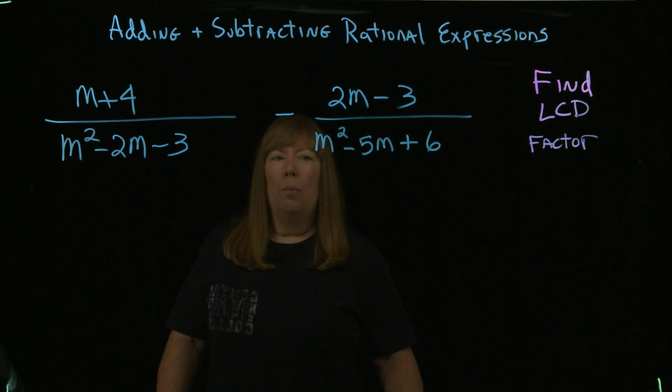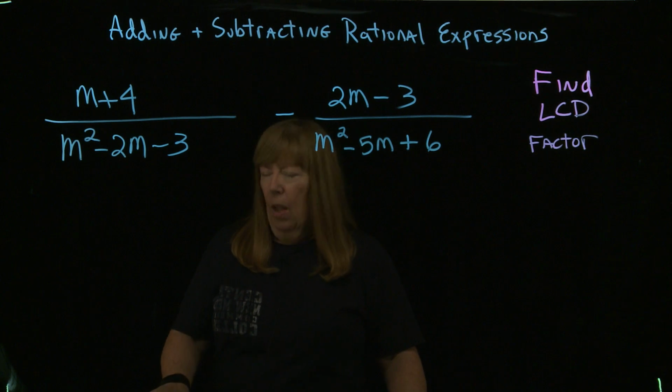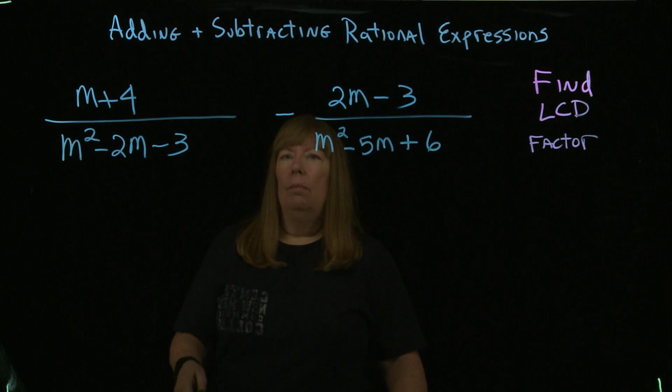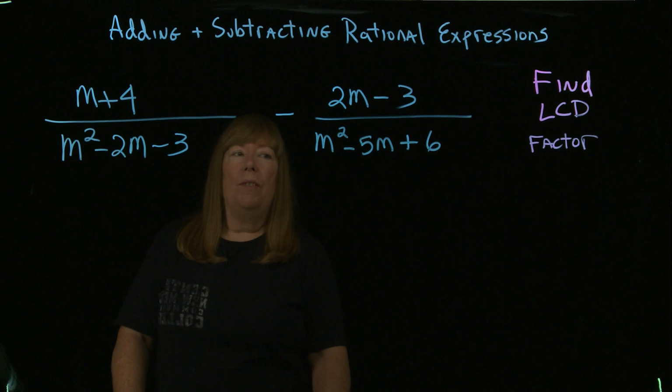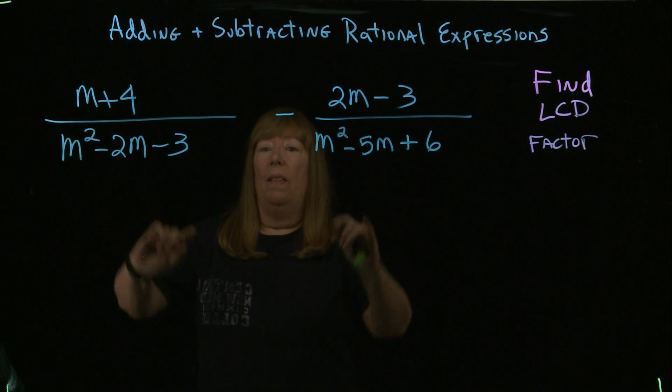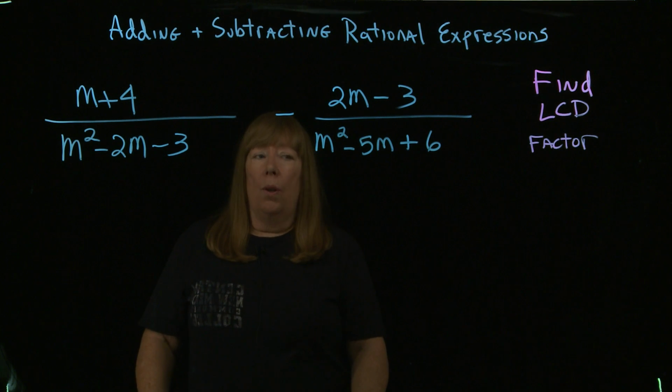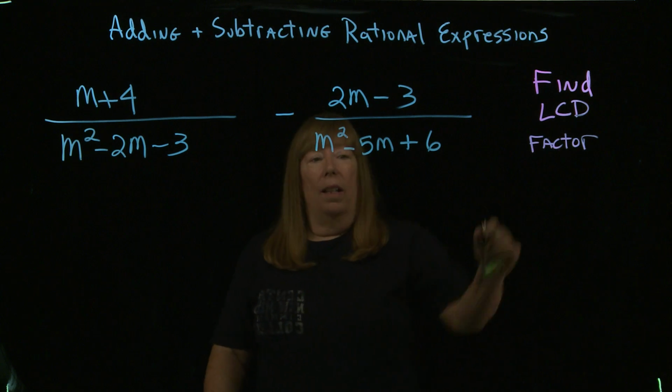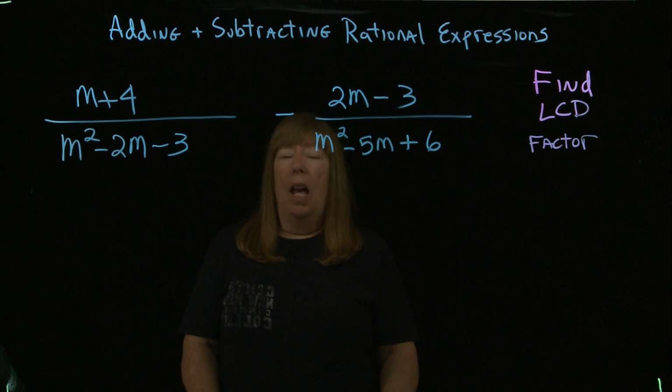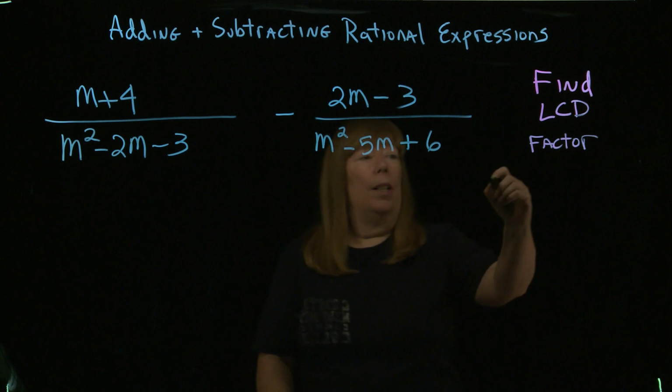Next up, we're going to subtract a rational expression. Okay, what do you have to have to add or subtract fractions? You have to have a common denominator, and these are not the same. So our first step is going to be to find a least common denominator, and the way we're going to do that is by factoring.